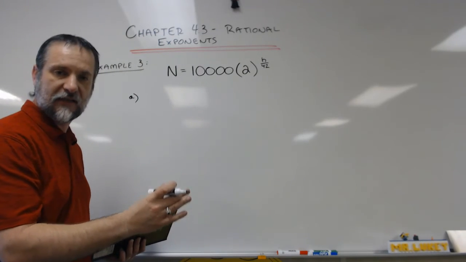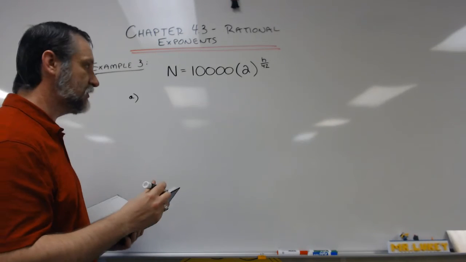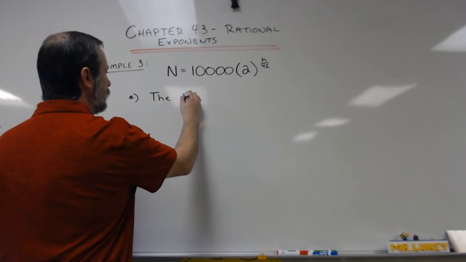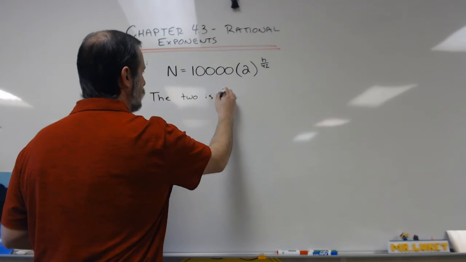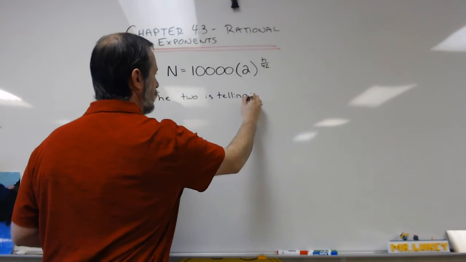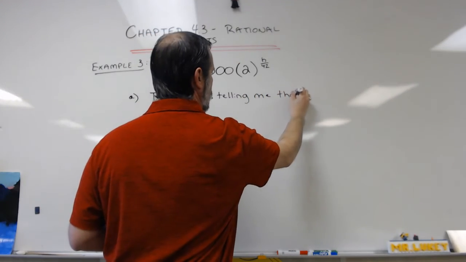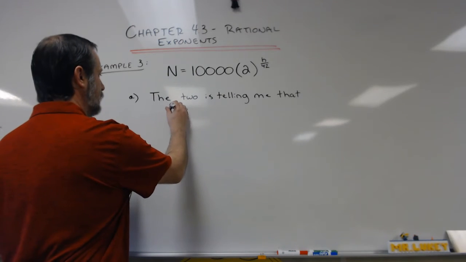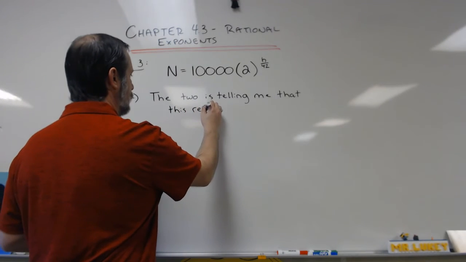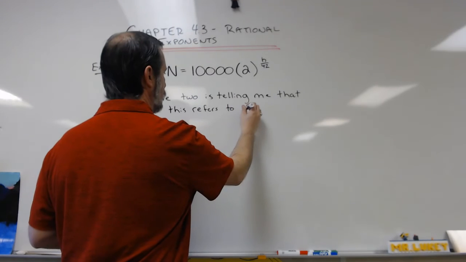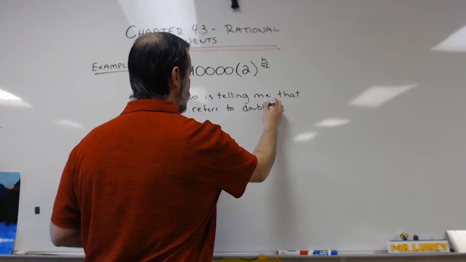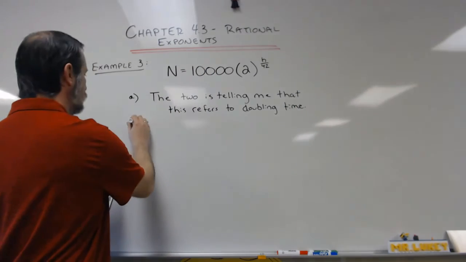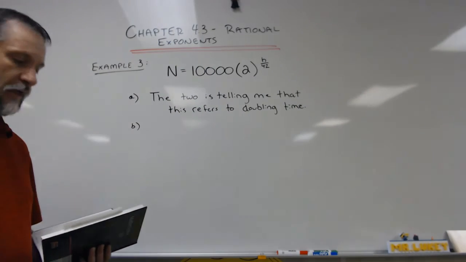That is my base of my exponent. That is one of the key values. So the 2 is telling me that this refers to doubling time. So that's my answer for A.